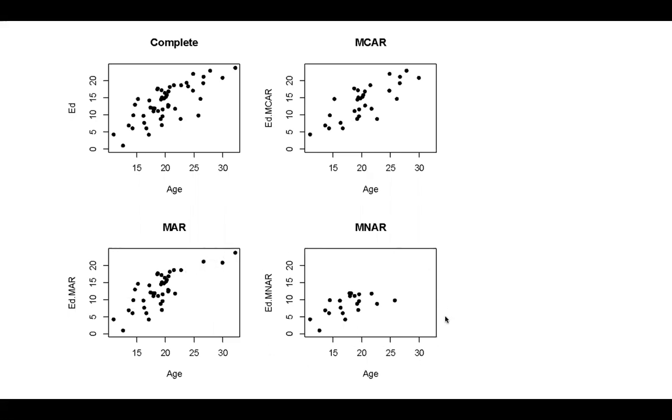But for missing not at random, you can't use age in the same way, right? So we look at the people between 25 and 30, and the fact that this one person's education value is not missing is not random. It's because that person's value was less than 13. So when we have missing not at random, it's not going to be possible to look at some other variable that's been observed to help us figure out the missing values.